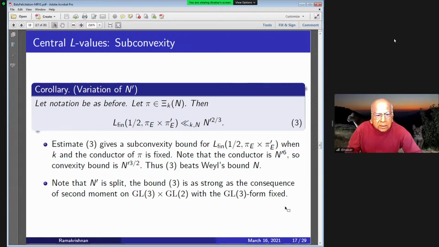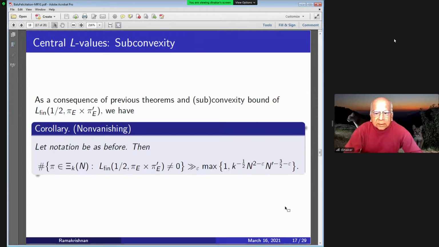The consequence of these results and the subconvexity bound, by the way, please ignore this L fin that I've written here, because we used to write L fin and then Philippe suggested we remove fin and just write L, because we used to sometimes write L for the complete L function. So it's really just the usual L function. So ignore the fin and just think of it as L.